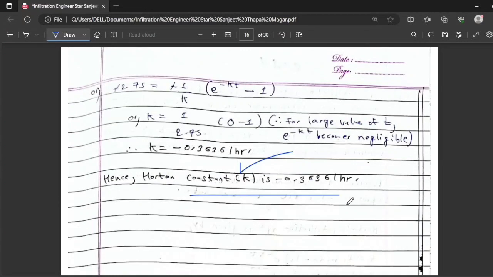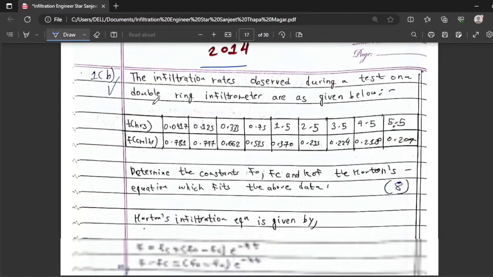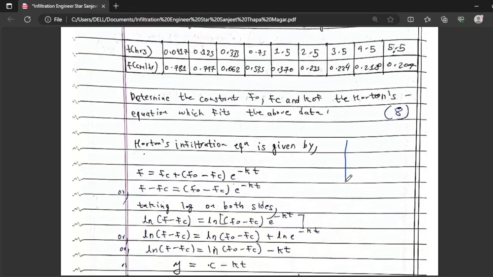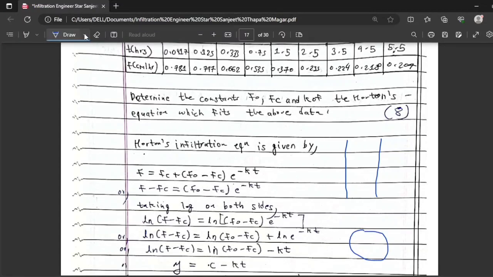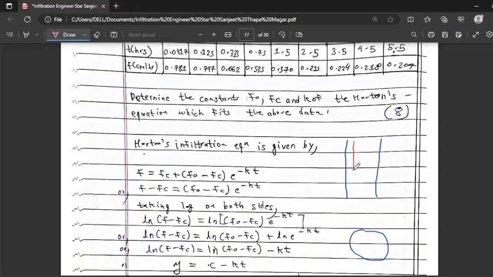And the next question that was asked in 2014 PO in 1B for 8 marks is, the infiltration rates observed during a test on a double ring infiltrometer are given. This is the double ring. This is one ring and this is another ring, and in plan it is this.